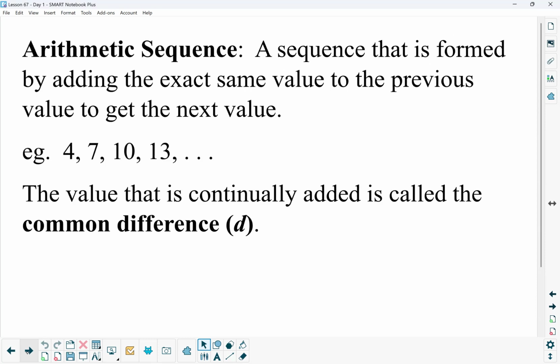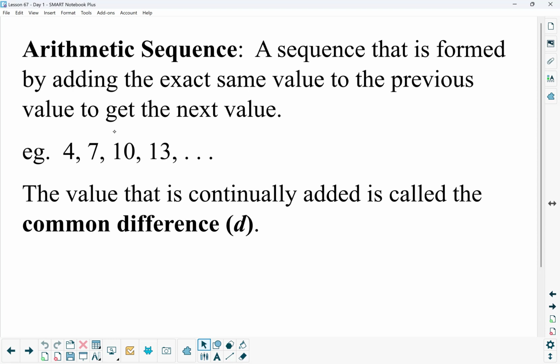An arithmetic sequence is defined as a sequence that is formed by adding the exact same value to the previous value to get the next value. For example, the sequence 4, 7, 10, 13. It's arithmetic because we're adding 3 each time.